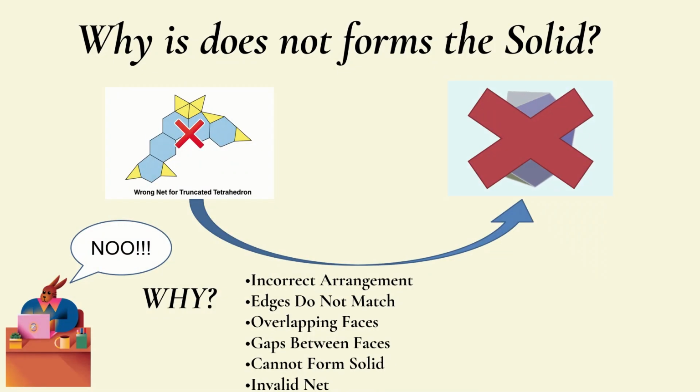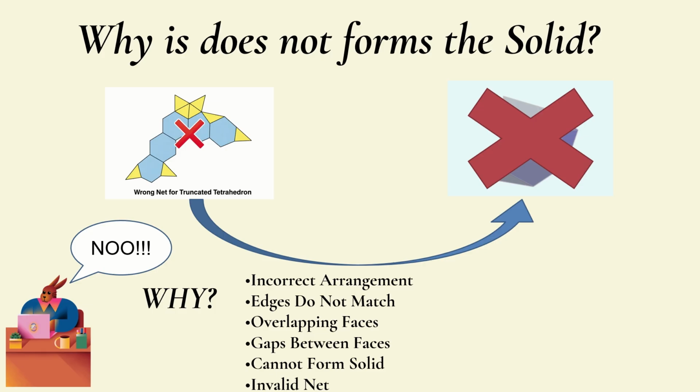Some nets do not work. Not all arrangements of these faces will form a truncated tetrahedron. Imagine if the hexagons and triangles are placed incorrectly. The faces may overlap or fail to connect properly when folded. For example, if too many faces meet at one vertex or if edges do not match in length, the solid cannot be formed. Thus, this demonstrates that a valid net must follow strict geometric rules, including correct edge alignment and proper angle relationships.